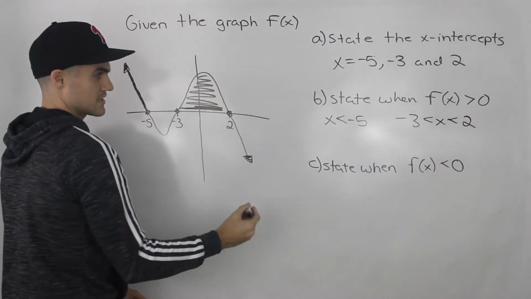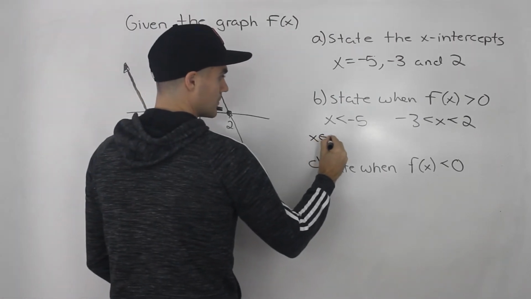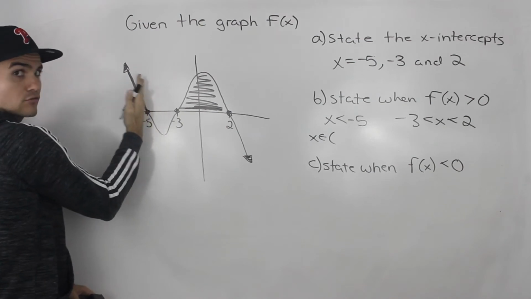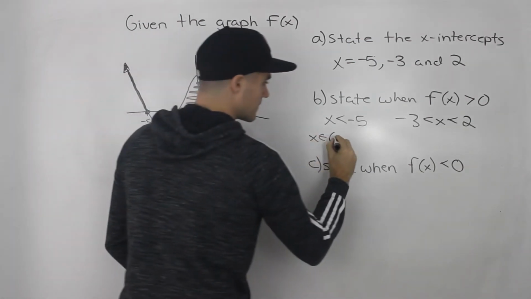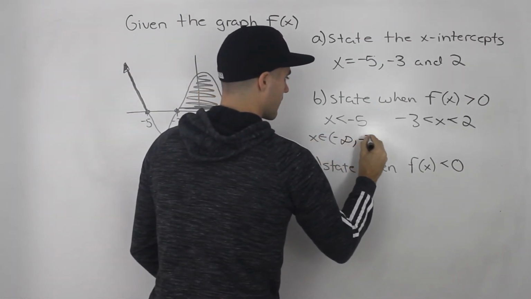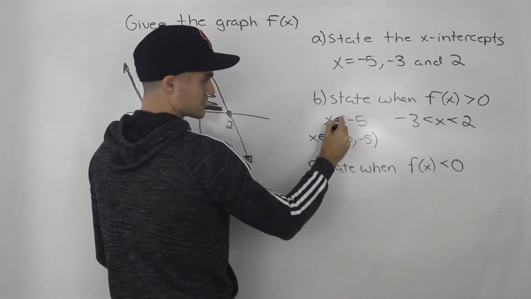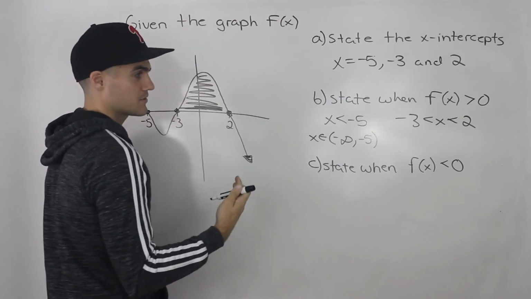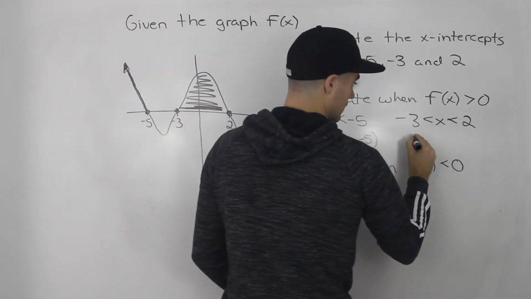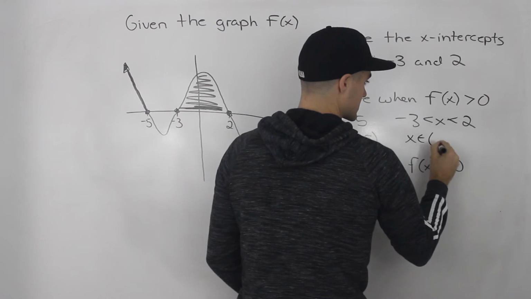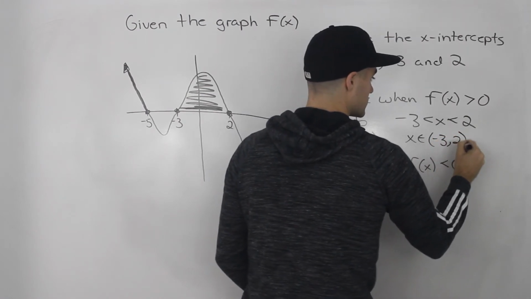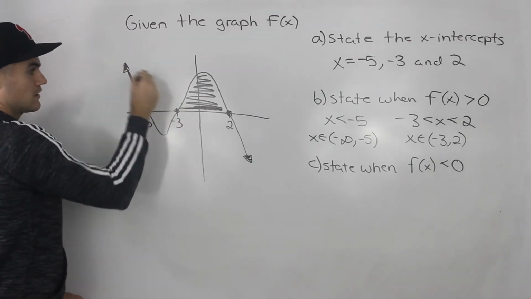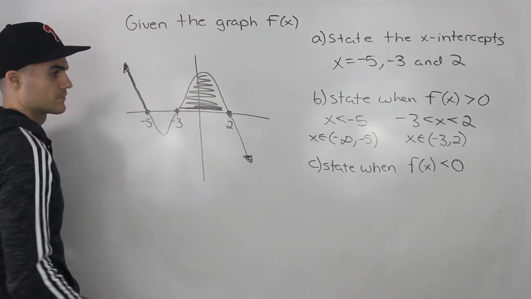You can also show this in set notation. So you could say x is an element from -infinity to -5, right? Reading from left to right. It's not inclusive of the 5 because we're just asking when is the function greater than 0, not greater than or equal to 0. And then this one here, we can write as x is an element from -3 to 2. Right? So two intervals for part B. This interval here, then this interval here.